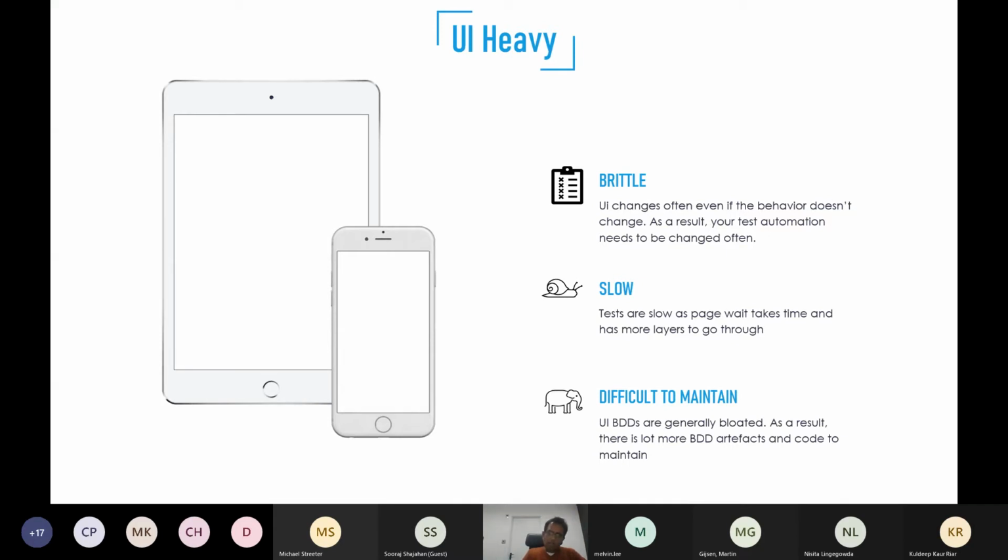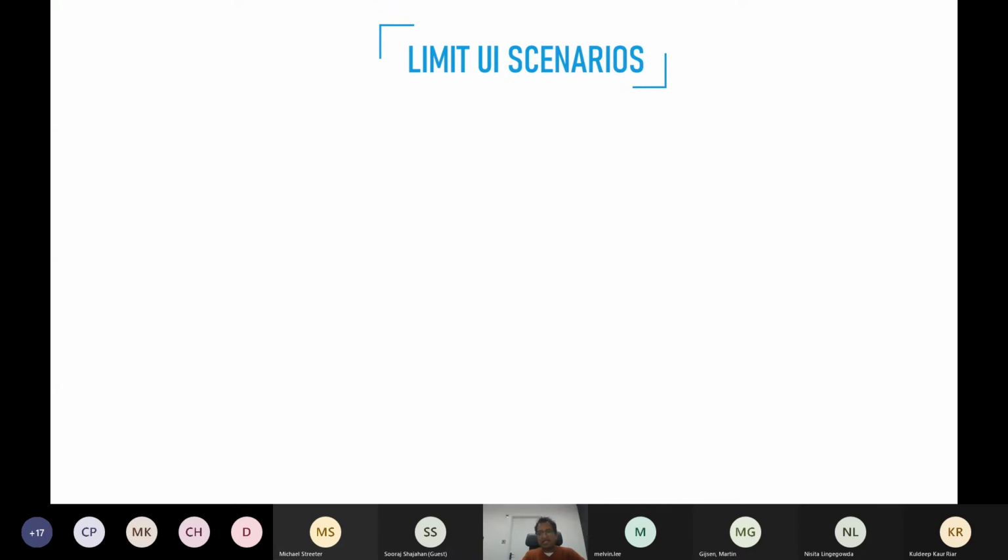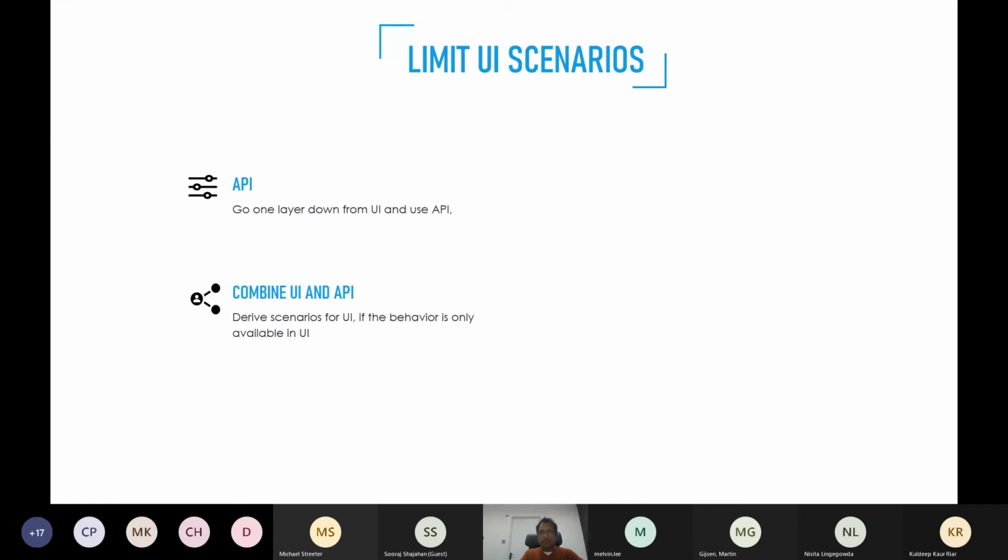So should I not include UI at all? I wouldn't say that, because I've worked on many projects which are UI based. Recently, I did some consultancy for a company that is quite UI heavy, because the application is all about data and they have to do a lot of data crunching. The data crunching has to happen on the UI side. As a result, what we recommended was to combine UI and API. Wherever you can test the behavior, use API if possible. You need to think about UI only as a last resort.